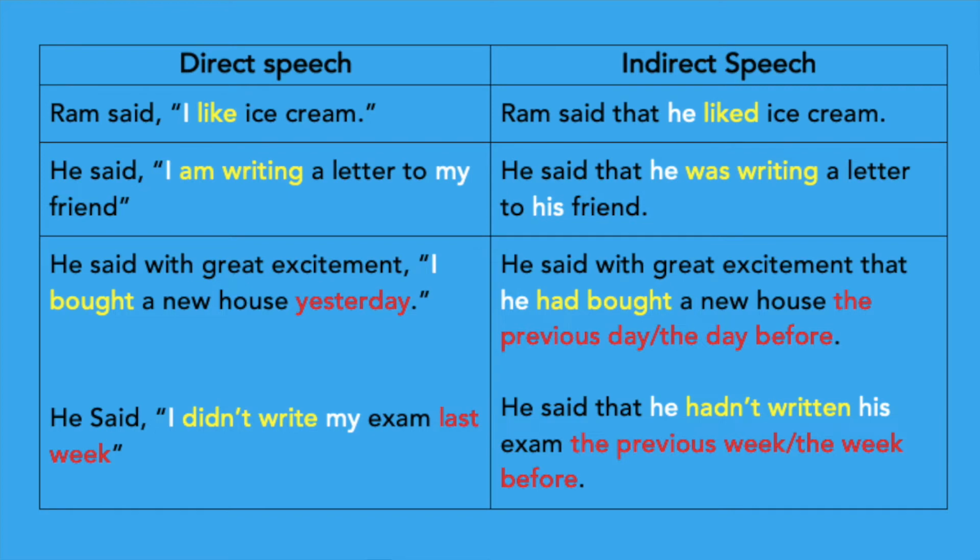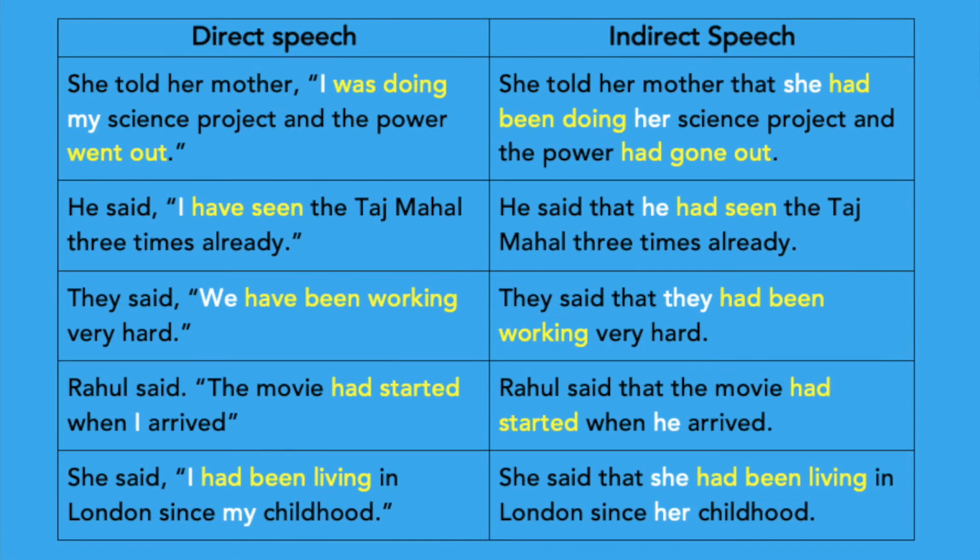So in this sentence, we change the pronoun I to he and my to his, backshift the tense, past simple didn't write to past perfect hadn't written, and finally change the time expression last week to the previous week or the week before. Thus the sentence has become, he said that he hadn't written his exam the previous week or the week before. Is that clear? See the next sentence. It's a little bit tricky.